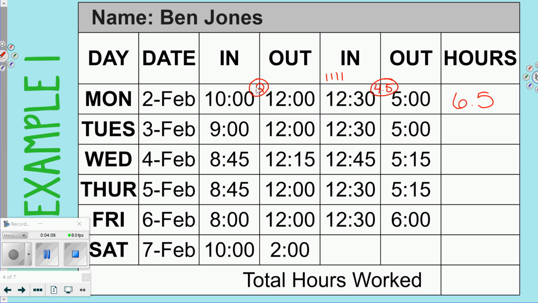All right, Tuesday, we'll calculate here. Tuesday from 9 to noon, so 9, 10, 11, 12, that's 3 hours. And then 12:30 to 5: 12:30, 1:30, 2:30, 3:30, 4:30, so that's 4, and then 4:30 to 5 is another half, so 4.5. Altogether on Tuesday, 3 plus 4.5 is 7.5 hours. All right, let's take a look at Wednesday. Wednesday, 8:45 to 12:15.